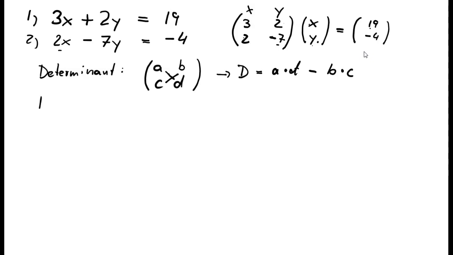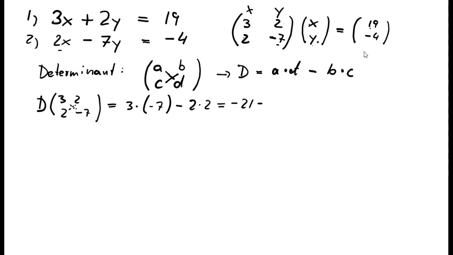Let's simply find the determinant of the matrix 3, 2, 2 and -7. So that would be 3 times -7, minus 2 times 2. And we don't need a calculator for that. 3 times -7 is -21, minus 4, and that would give us -25.